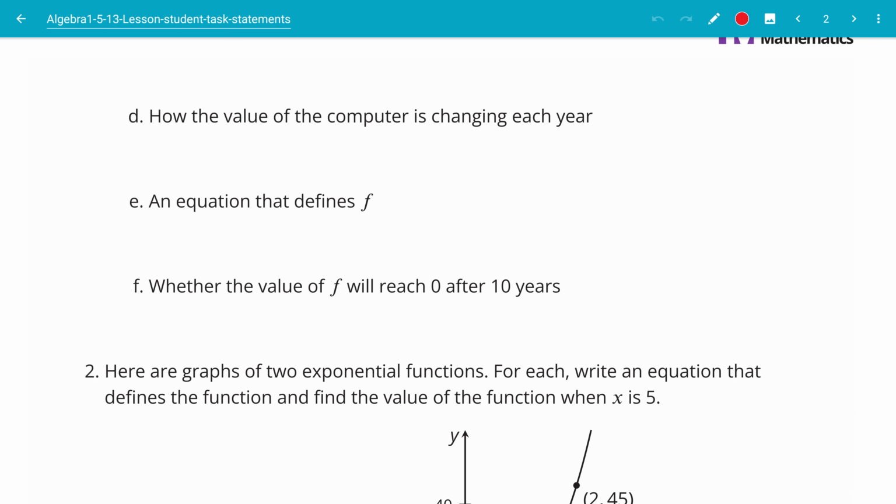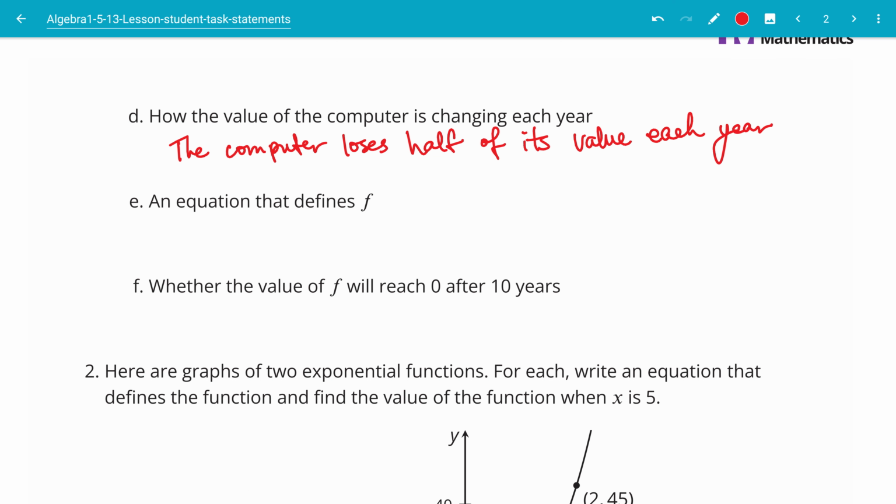So how is the value of the computer changing each year? The computer loses half of its value each year.